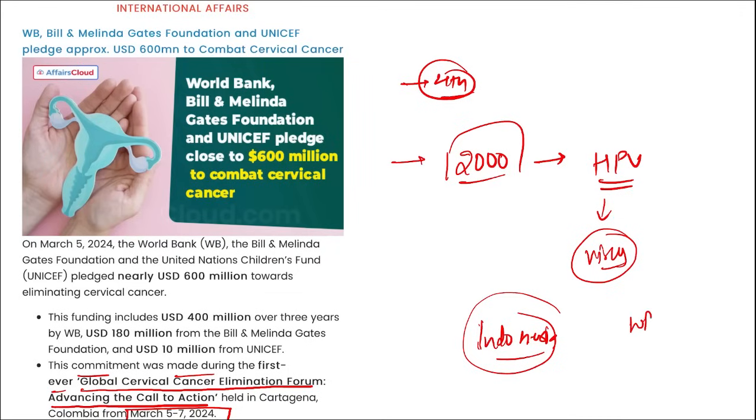If we talk about World Bank, who is the president? Ajay Banga. And recently it was World Bank, Bill and Melinda Gates Foundation and UNICEF. They have pledged close to $600 million to combat cervical cancer.